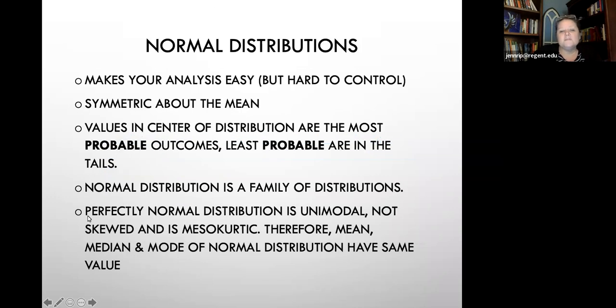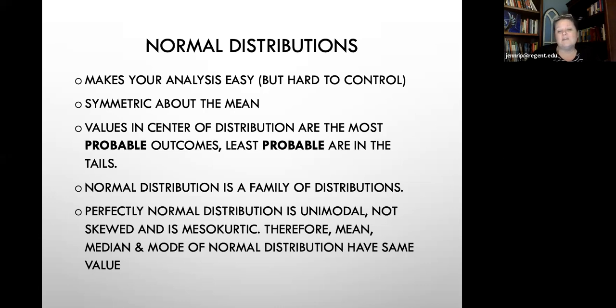Normal distributions make analysis easy, right? Because skewness in particular is a real threat to data, and we have a big problem if we have a lot of skewness, but it's hard to control. We want things to be symmetrical about the mean and not skewed. We want the values in the center of the distribution to be the most probable outcomes, with the tails of the bell curve the least probable outcomes, and all of probability theory is built on that assumption.